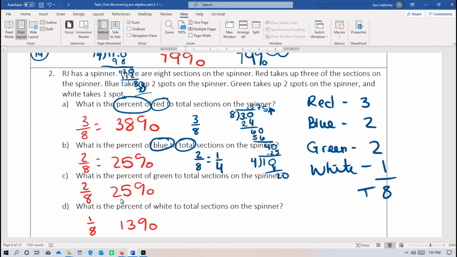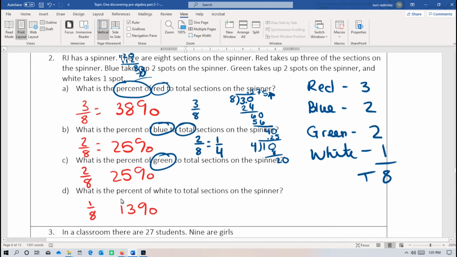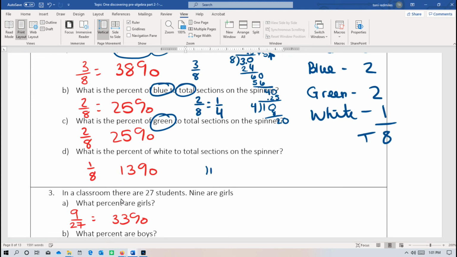All right, so these numbers are the same for green. Green is also 2, so that one's kind of a give me. All right, so this one is half of 25% because this is half of 2. The one is half of 2, but let's go ahead and work it out. That goes in there 1 time, which is 8, 2. That goes in there 2 times, which is 16, 4. Drop a 0. That goes in it 5 times. So move your decimal 2 places, 12.5, which the 5 rounds it up to 13%.